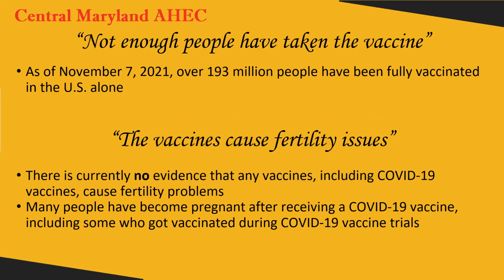And a couple of last concerns may be that not enough people have taken the vaccine, but actually, as of November 7th, 2021, over 193 million people have been fully vaccinated in the US alone. And you may also have the concern that the vaccines can cause fertility issues, but there is currently no evidence that any vaccines, including COVID-19 vaccines, cause fertility problems. In fact, many people have become pregnant after receiving a COVID-19 vaccine, including some who got vaccinated during COVID-19 vaccine trials.